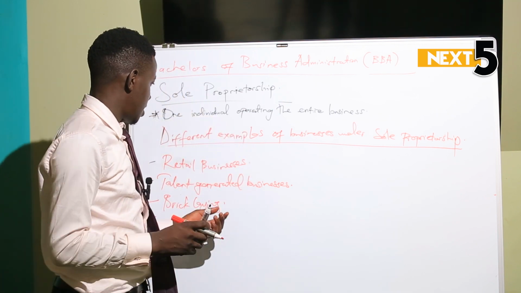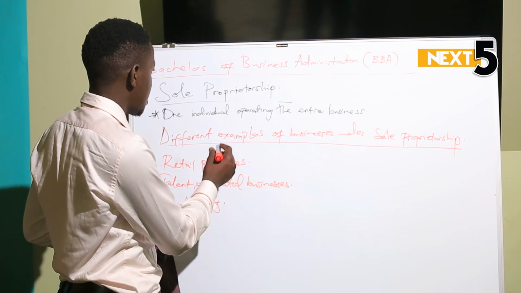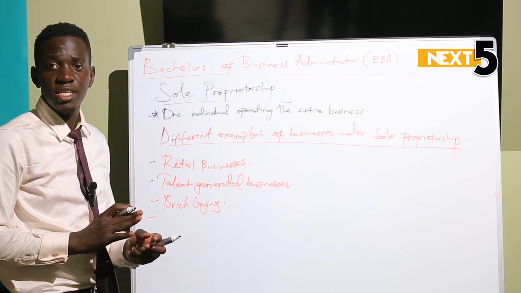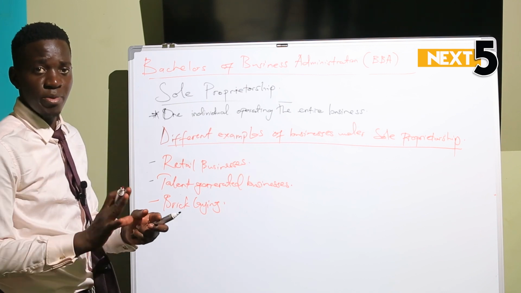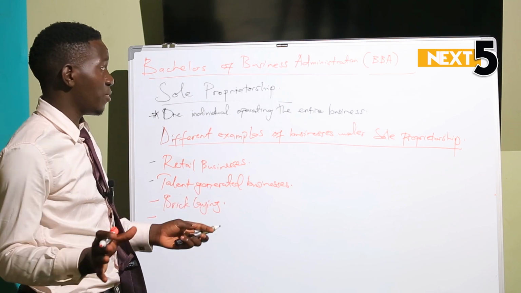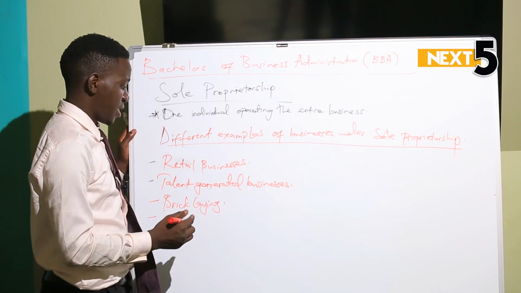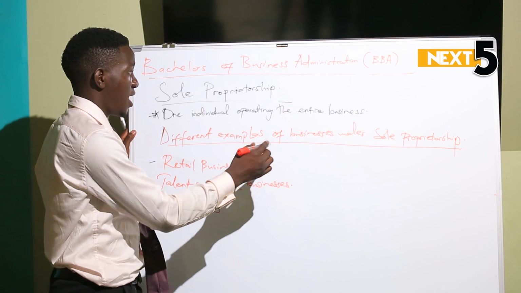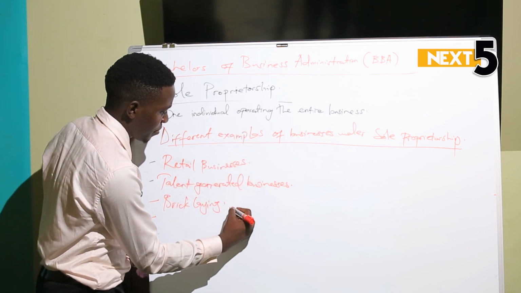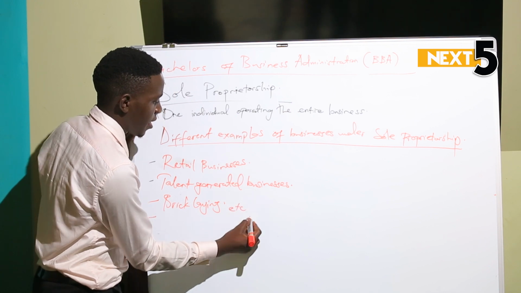So many examples of the sort are always under sole proprietorship. Whichever business you look at where it's only one individual starting up that entire business under his or her own capital and generating his or her own rules, take it to knowledge that it is always under sole proprietorship. There are very many businesses. I can't list all of them, so I'll take the etc.